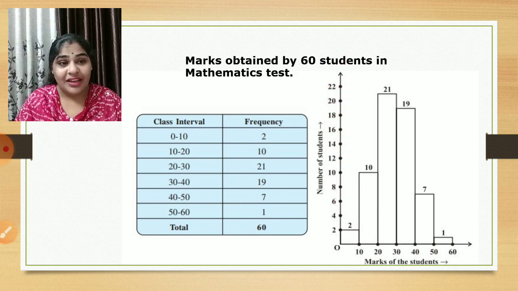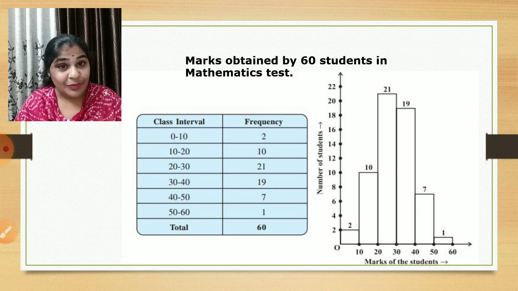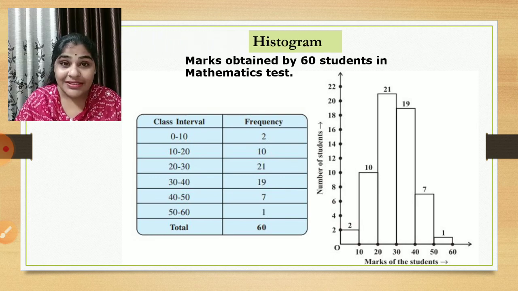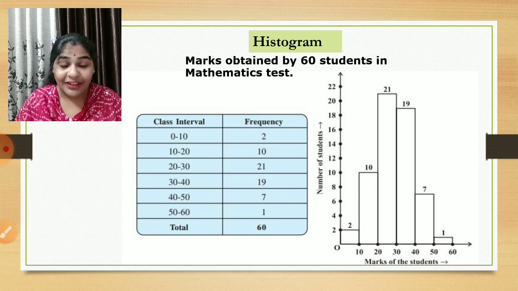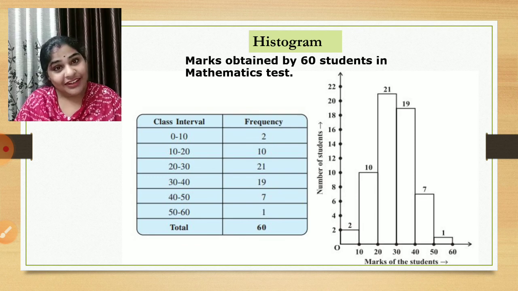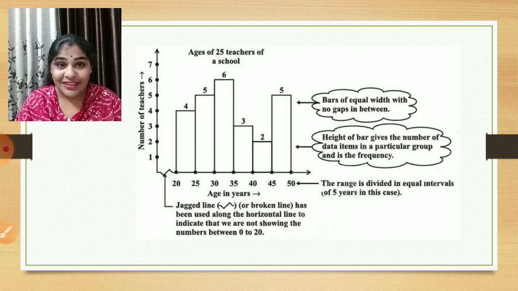So this is how I have represented this in a graphical manner, and such a type of graph is called a histogram. I hope this is clear. When we have a grouped frequency distribution table, when there is grouped data, at that time we can draw a histogram. Let us see one more example, children.